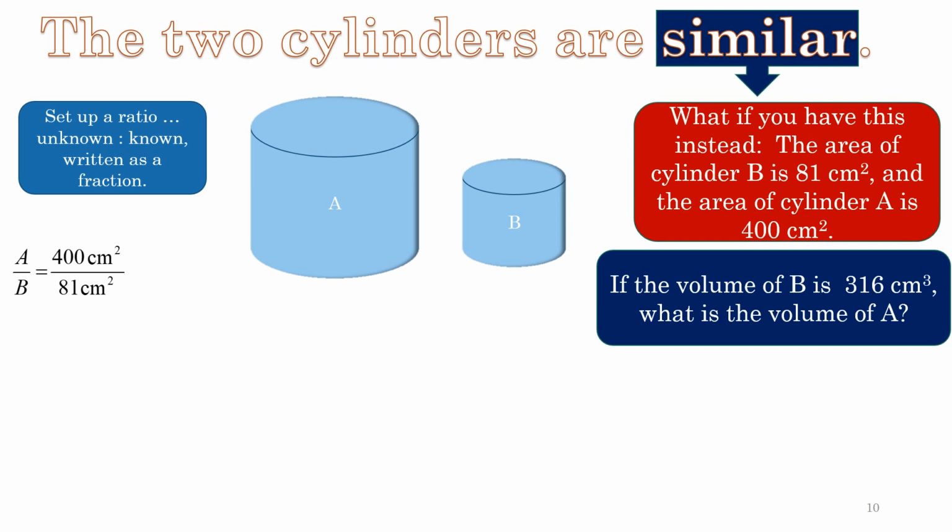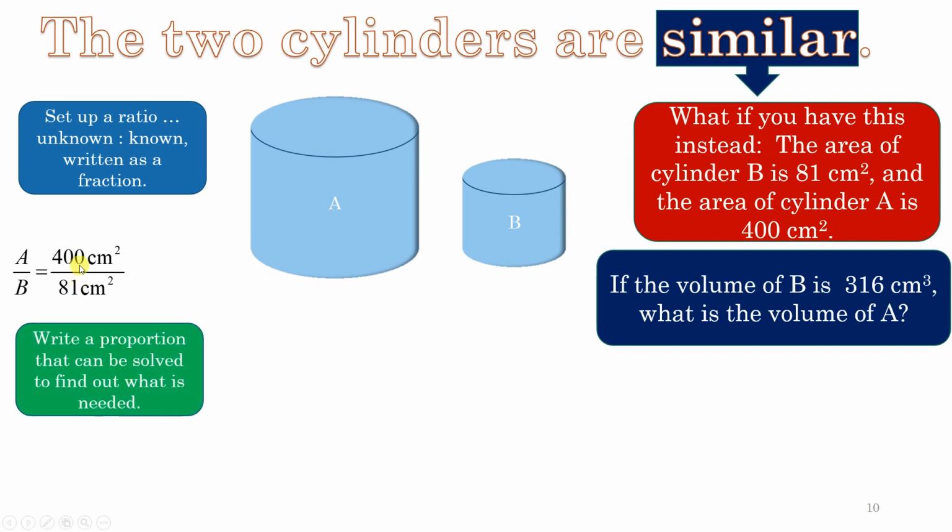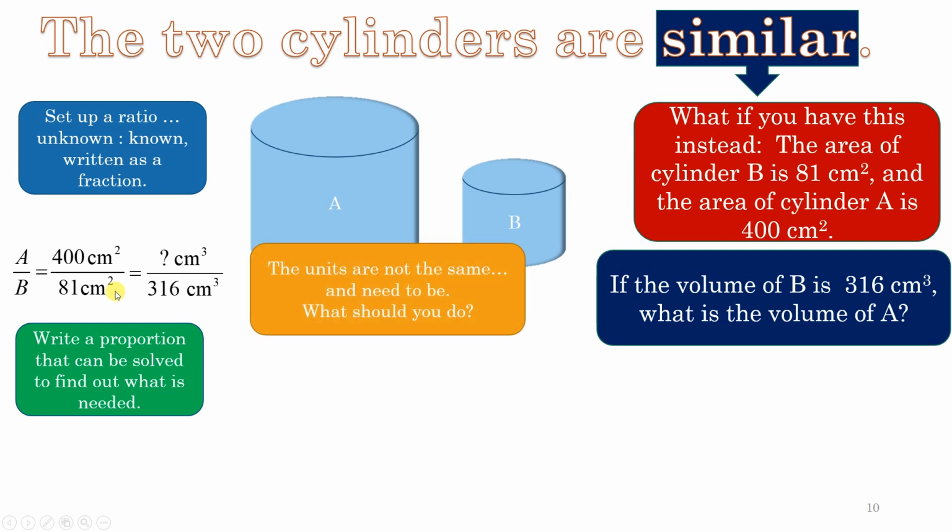We're going to set up our ratio, unknown on the top, known on the denominator. So we've got 400 to 81, right? And that's going to be equal to, well, we don't know the volume of A, but the volume of B is 316 cubic centimeters. Now, this one's not going to be quite as friendly for the numbers as the last one, but we can go ahead and do this. Now, we have to figure out how. How do we get these units to be the same?